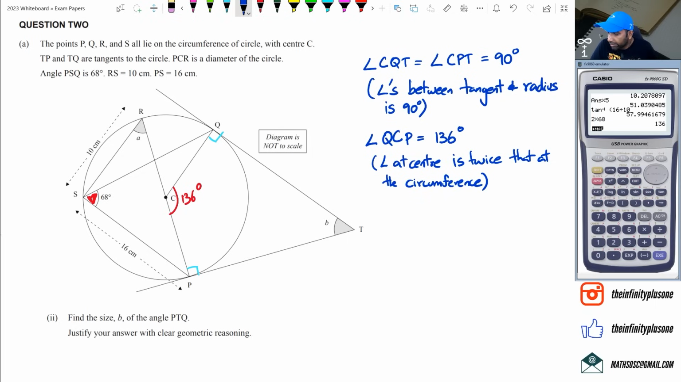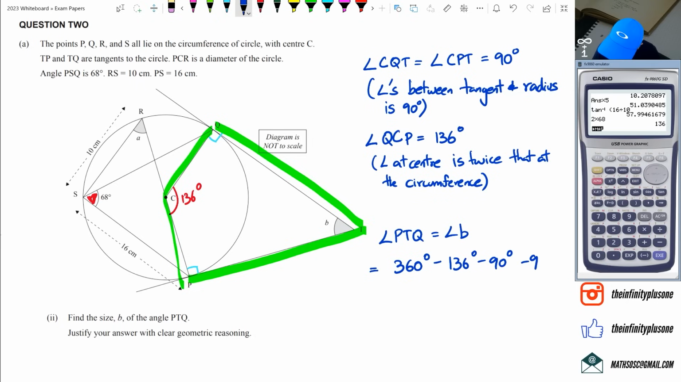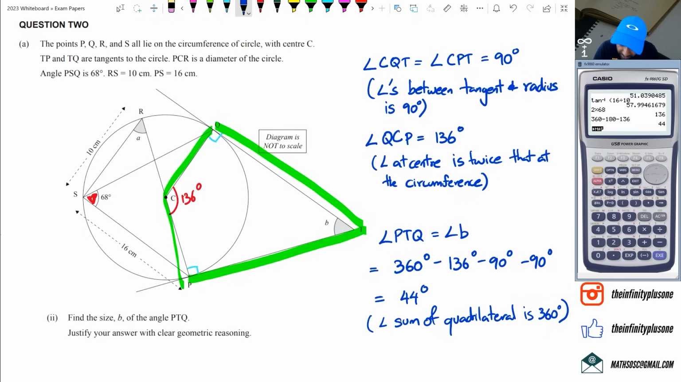Now once that's done, I also know that this shape here adds up to 360 degrees because it's a four-sided shape, a quadrilateral. So I can say that angle PTQ, which equals angle B, is equal to 360 take away 136 take away 90 take away 90. Take away 180, take away 136 is going to give me 44 degrees, and that's because angle sum of quadrilateral is 360 degrees. So 44 is the final answer that we're looking for.